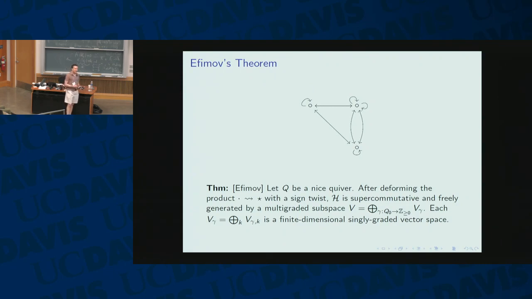All right, so Kontsevich and Soibelman conjectured, and Efimov later proved, a structure theorem for the algebra attached to a nice quiver. So let's say you have a nice quiver. You deform the product a little bit. I don't want to get into that. What you have for your algebra is actually a supercommutative, freely generated algebra. So it's a free object. This algebra H is freely generated by a certain multigraded subspace V. So V is this kind of infinite direct sum over dimension vectors of various pieces, V gamma. And in fact, each V gamma is itself singly graded by that cohomological degree, right?